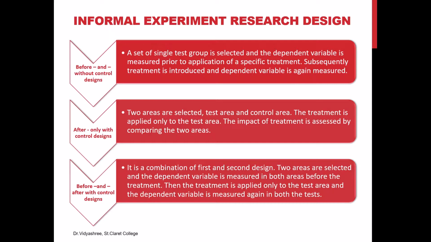Let's understand this with an example. As we discussed in the previous example, there are two lands. In both lands, under before and after with control design, he is going to test the yield of the crop of each land. After he measures the yield of both lands, for only one land he is going to apply the fertilizers. After he applies it, again he conducts the testing of the dependent variable. That is, again he will test the yield of both lands. That is nothing but before and after with control design.